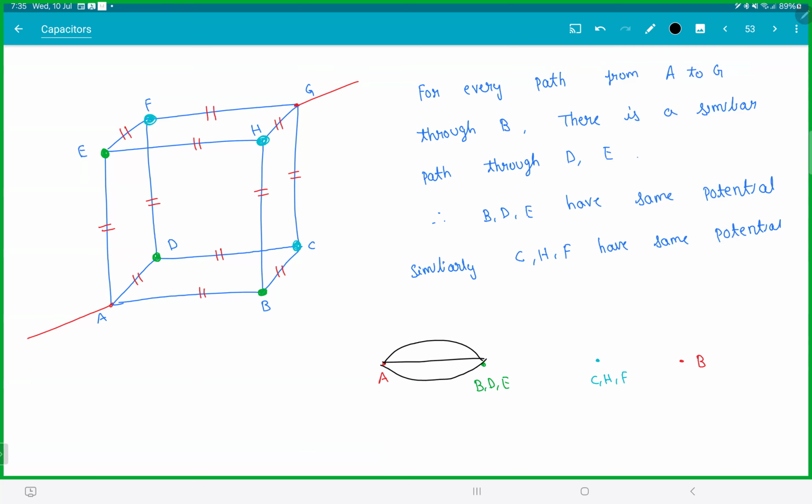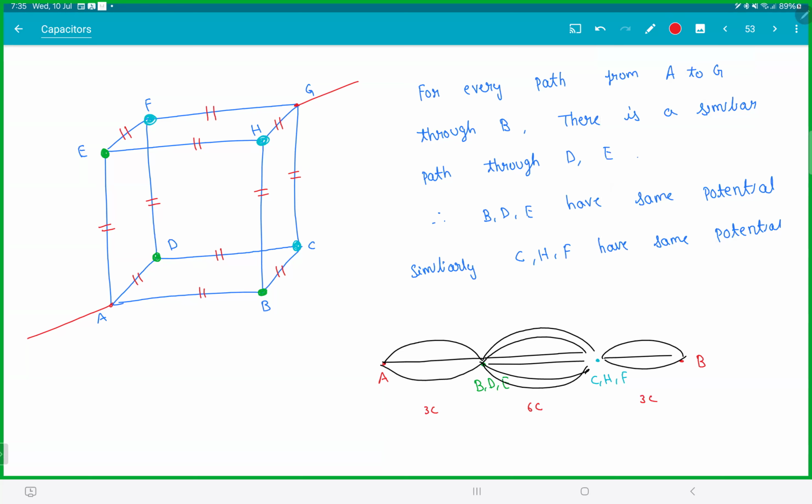There are 3 of them. B to C, B to H, there are 2 capacitors. D to C, D to F, there are 2 more capacitors. E to F, E to H, there are 2 more capacitors. And here there are 3 capacitors. They got 12 capacitors, 12 lines. The circuit has simply become series and parallel. So this will be 3C, this will be 6C, this will be 3C.